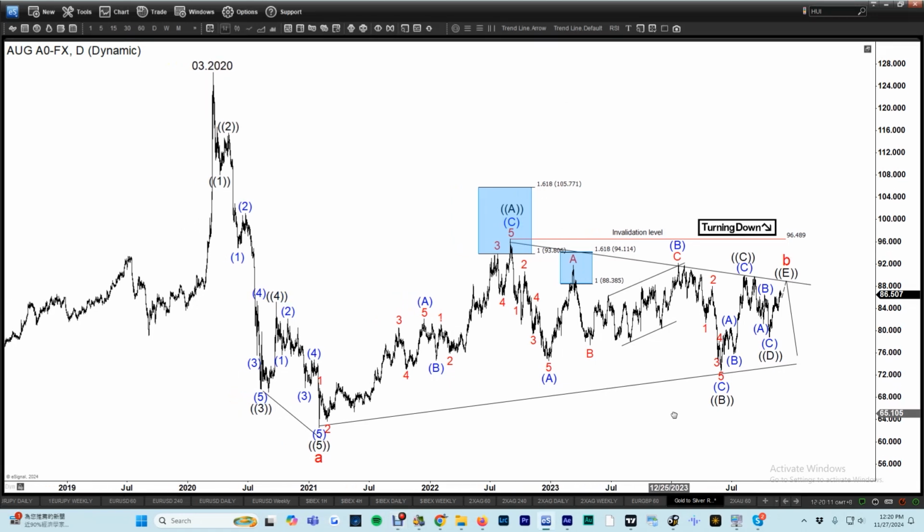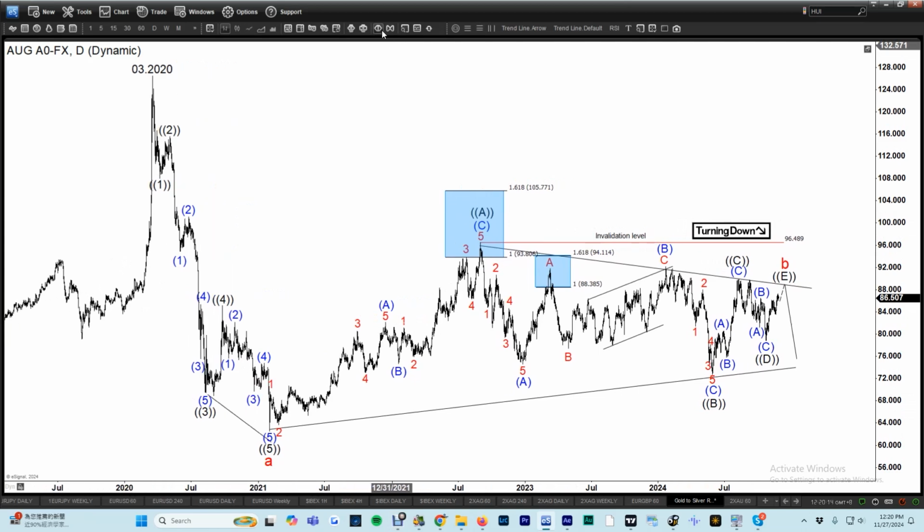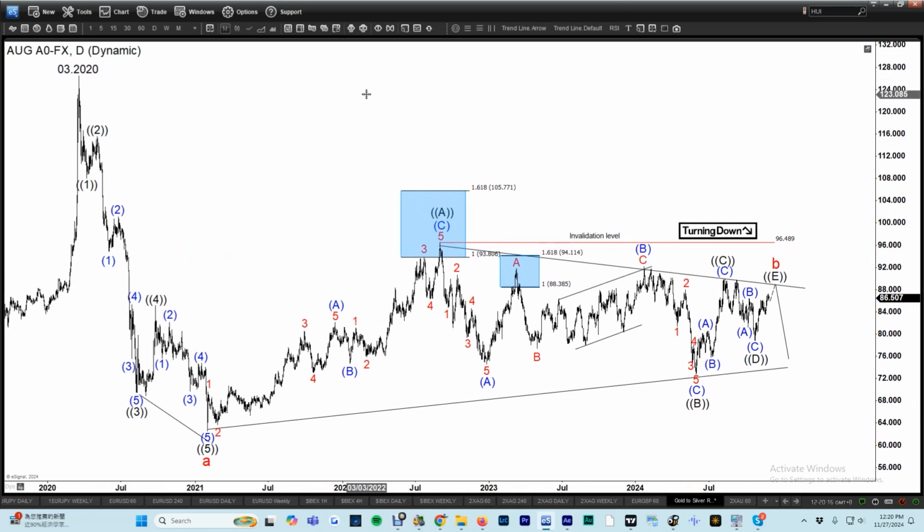So in this video, I'm going to be updating you guys on the gold to silver ratio. Now, I'm tracking this ratio because it's really helpful to determine the direction of the underlying metals, gold and silver. This is just a derivative of the underlying metals, but they do have inverse correlation, meaning if the ratio goes up, the underlying metals go down, and vice versa. If the ratio goes down, the underlying metals go up.